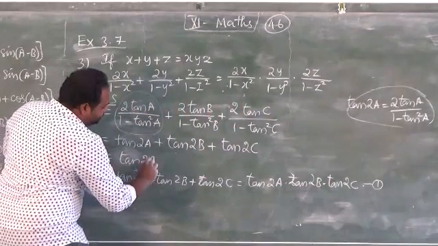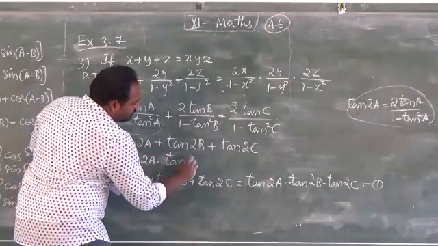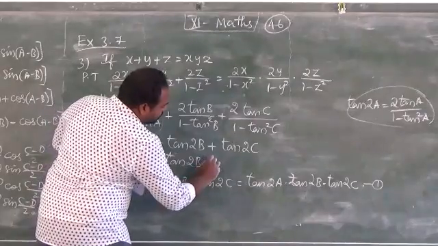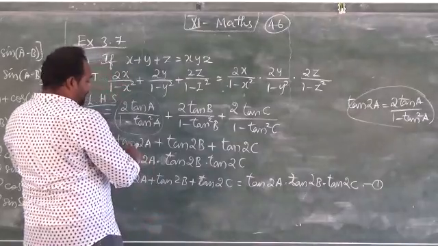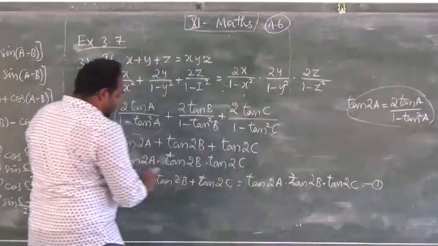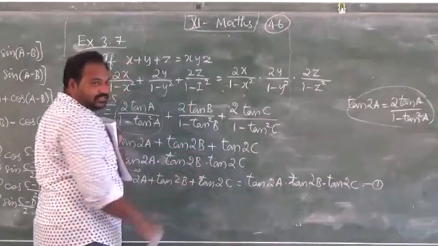Tan 2a into tan 2b into tan 2c. So, tan 2a plus tan 2b plus tan 2c can be written as tan 2a, tan 2b and tan 2c.